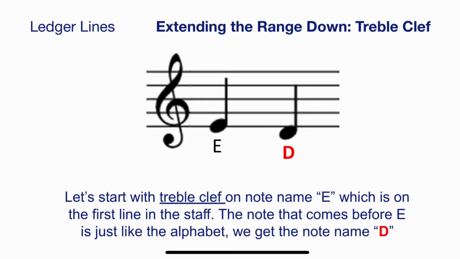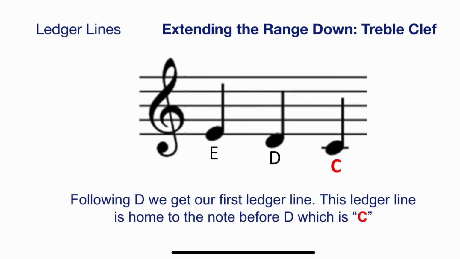Let's start with the treble clef on note name E, which is also on the first line in this staff. As we go down, we want to think about the note names that come before E, so in this case, we get the note name D. Following the note for D, we get our first ledger line. If we think about the musical note that comes before D, we get C, so C gets to be on that first ledger line going down.